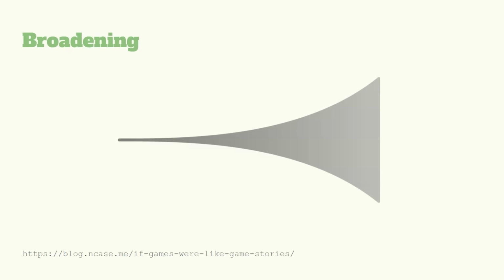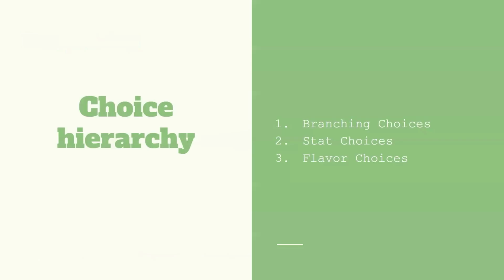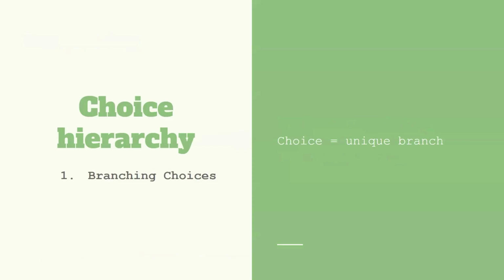But before we get into some more practical examples, let's summarize the different kinds of choices that we've touched on so far. They basically fit into a neat hierarchy of how much they affect the structure of your game. At first, we have branching choices. In these, each option creates a new branch, so they tend to be used sparingly.